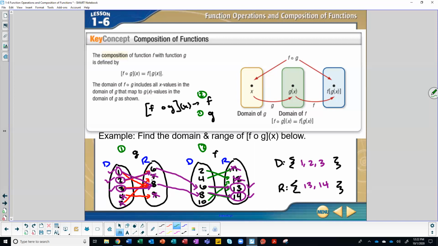So since only 6 and 8 counted, you look back, where did 6 and 8 come from? They came from 1, 2, and 3. So those were my domain. Over here, 6 and 8 pointed to 13 and 14. So those were my range. So this would be the domain and range of f of g. Right here. So I just want to kind of go over that.